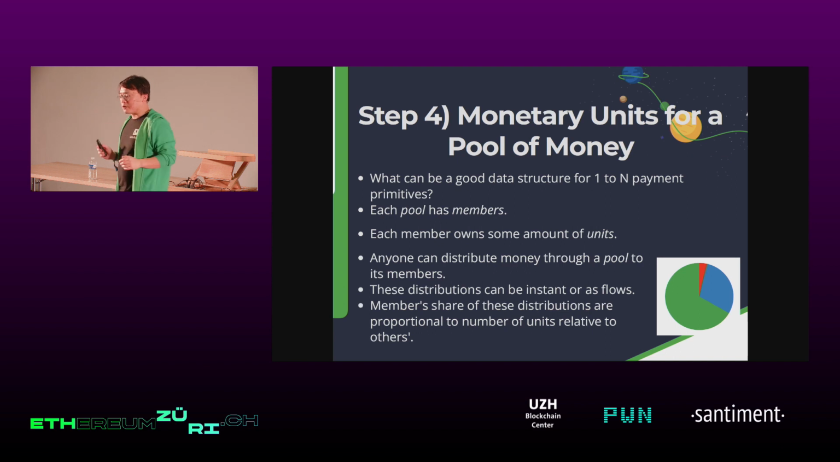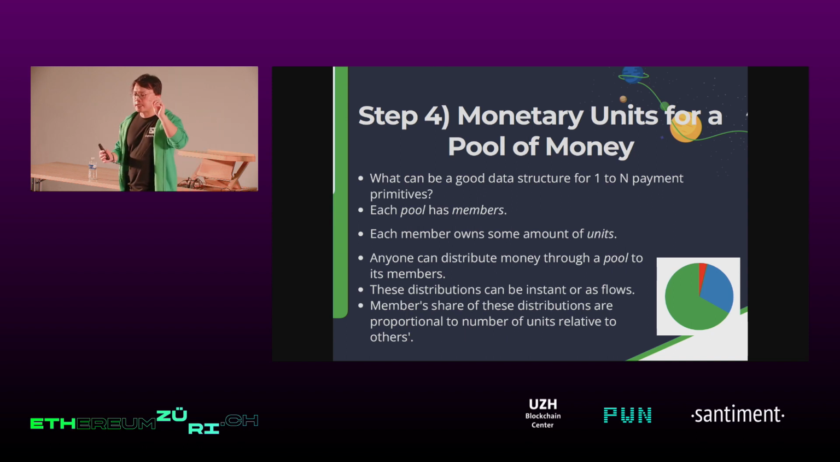We talked about 1 to n also, right? How do we model the 1 to n? Now we need a new data type. Let's call it the pool of money. Let's look at the pie chart. Imagine I need a data structure that can represent the ownership of the pool of money by different owners.